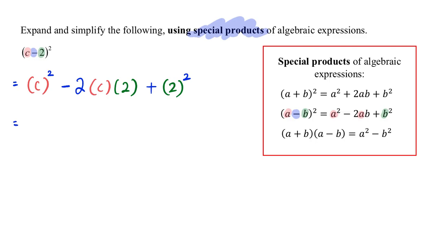And continue to simplify. c² is c times c, c². Then I will have 2 times 2. Notice there's a minus, so it's minus 4, and still got my c. Plus 2² is 2 times 2, 4. And there's no more like terms after this.